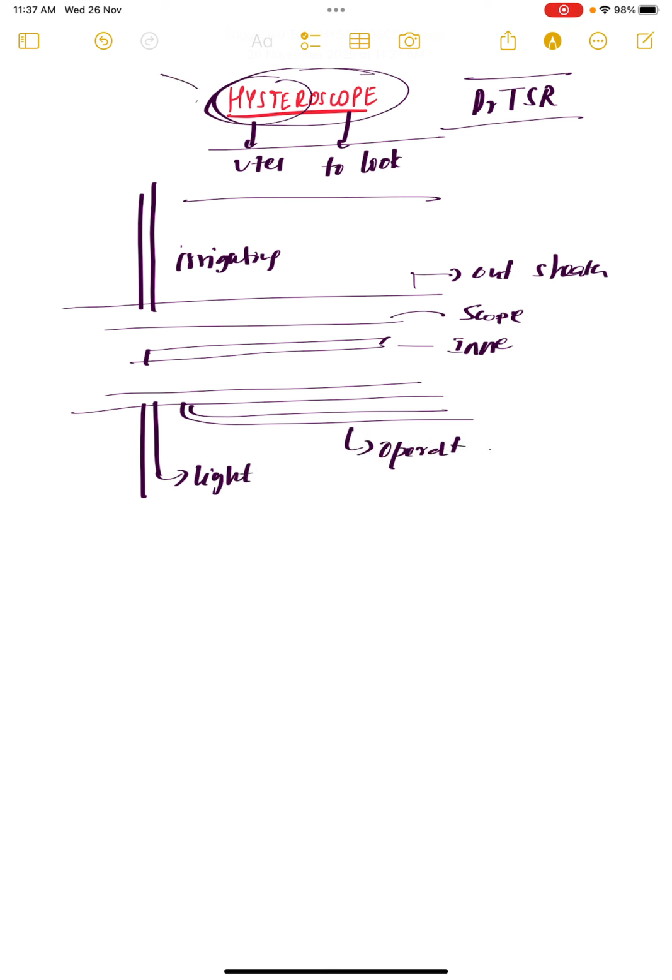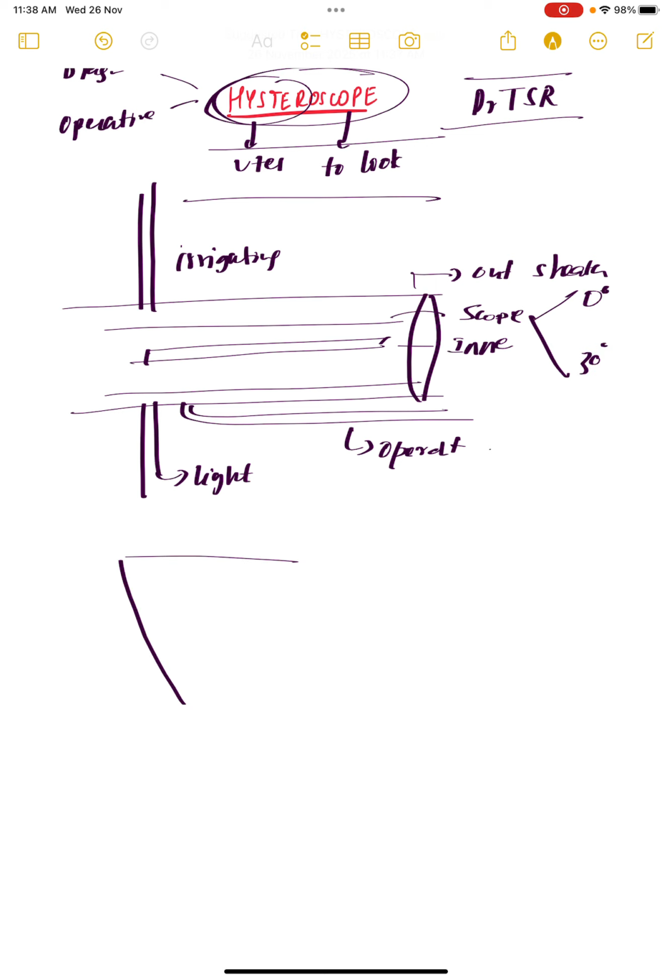Okay, this hysteroscope is of two types. One is diagnostic, another one is operative hysteroscope. So this scope, whatever I told, can be of two types, either 0 degree or 30-degree angle. What do 0 or 30 mean?